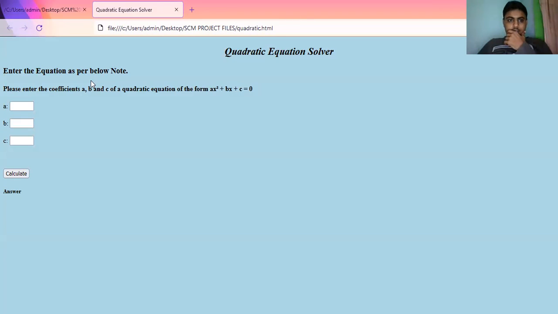And the next calculator is the quadratic equation solver. It takes the a, b, c coefficients of the equation ax square plus bx plus c equal to 0. We give the coefficients of a, b, and c. I'm giving a as -5, b as 6 and c as 1, which will be calculated automatically by this equation and give the values for the roots of this equation.